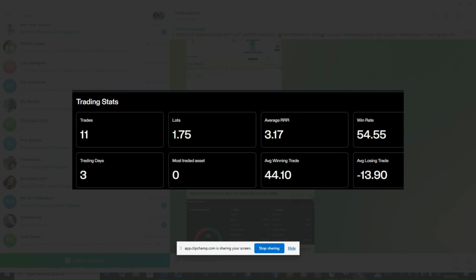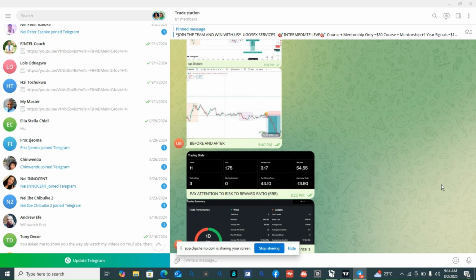So risk management is the most important thing in your trading journey. And you can see my win rate here is about 54.55%. Risk management will give you what we call a successful trading journey. And you can see only 3 trading days. I took trades in 3 days within the week, and I took 11 trades. So I am preaching risk management.